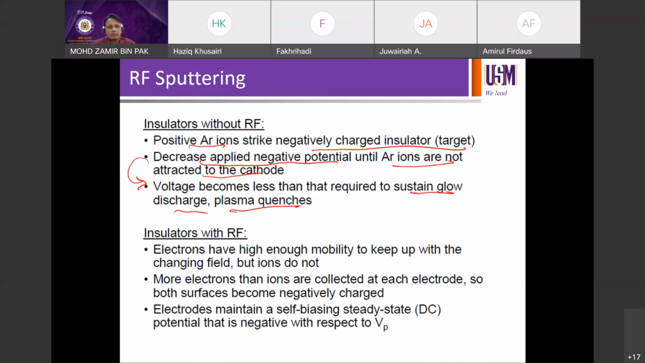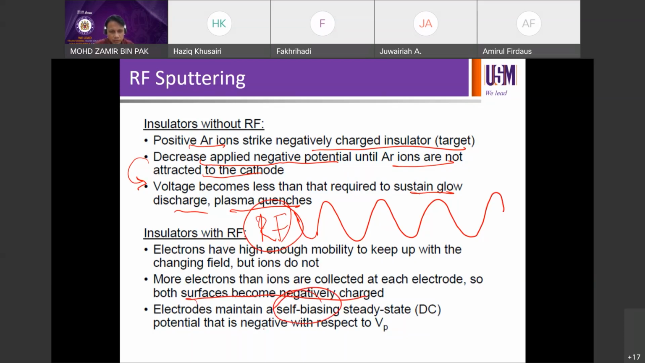Plasma quenching. So if you use RF, on the other hand, for the insulators, electrons have high enough mobility to keep up with the changing field. Bila you run RF, you are running like that. Okay, you're running AC, yeah? The field's changing, right? Electrons have high enough energy to keep up with the changing field, but ions don't. More electrons than ions are collected at each electrode, so the surface becomes negatively charged. Electrodes maintain a self-bias, so it will result in a self-biasing steady state with respect to the voltage. And that will sustain the plasma.